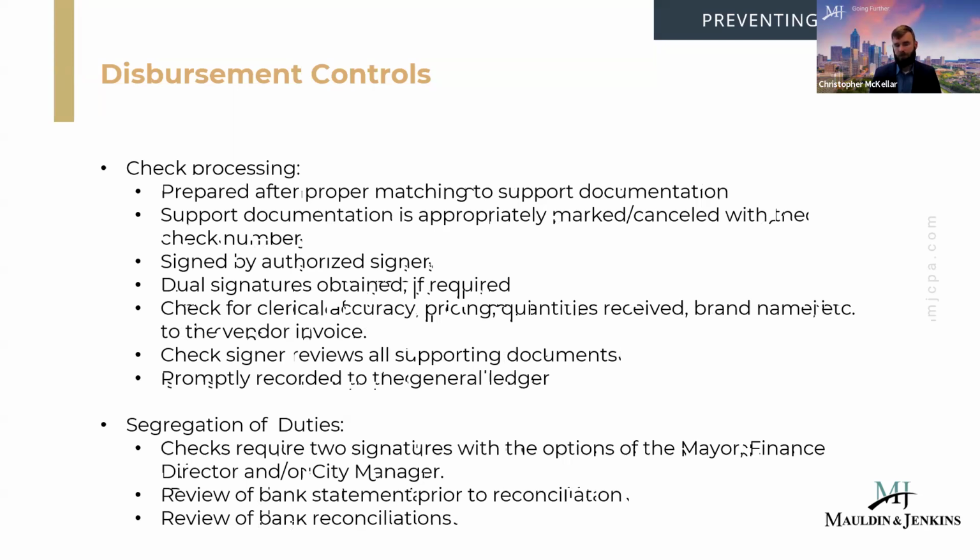One other compensating control could be that you could have the bank statement sent directly to the mayor, city manager, or a board council member to review the bank statements before they get to the person that's reconciling the bank statement, just to look for any unusual transactions before it gets to that point, and helps with the opportunity of someone doing something weird on the bank reconciliation to hide something that may be fraudulent.